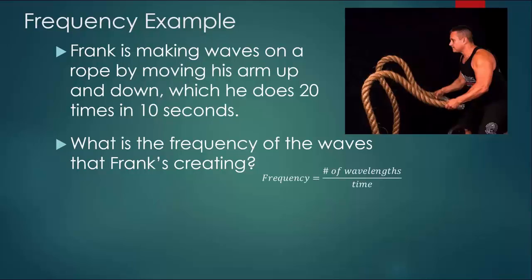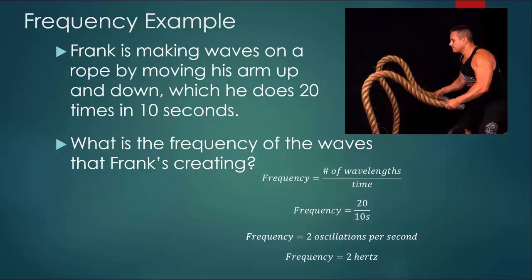Frequency is the number of wavelengths that are created divided by time, and we can see from the description that he's creating 20 wavelengths, that's 20 oscillations, every 10 seconds. So we have 20 divided by 10 seconds. Notice the 20 doesn't have any units. We don't measure that, we just counted. 20 divided by 10 seconds gives us a frequency of 2 oscillations per second, and if we want to put our new unit on there, which we do, we can call that 2 hertz.